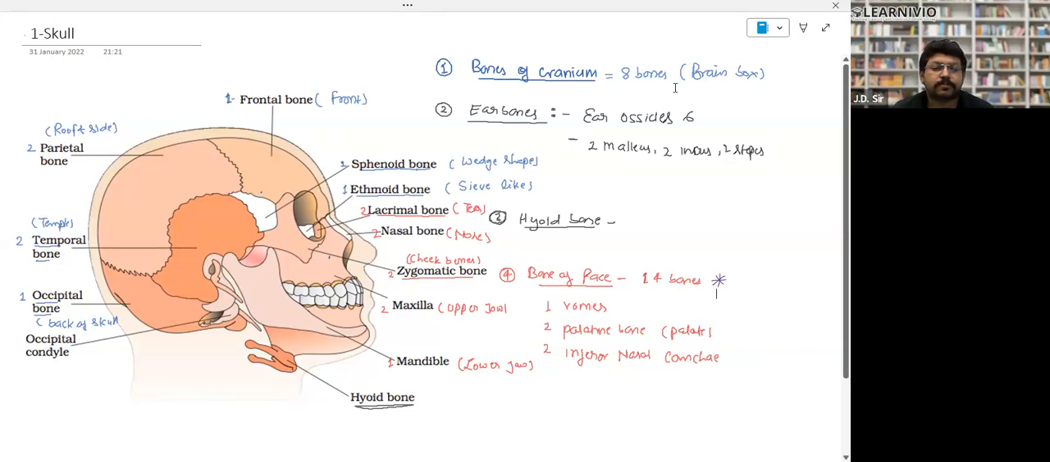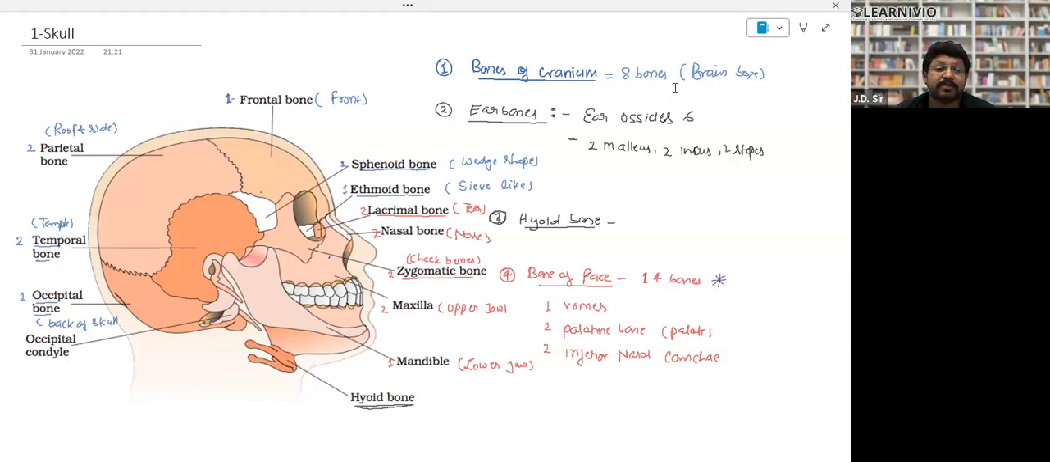Got it? How will you remember? You have to write it down. What is the meaning of parietal? What is the meaning of sphenoid? What is the meaning of ethmoid? If you understand it this way, only then will you be able to remember it. But yes, you have to remember. You will encounter questions on this.